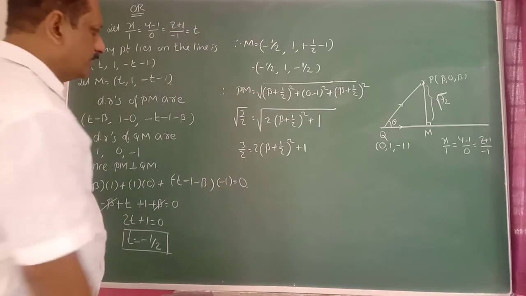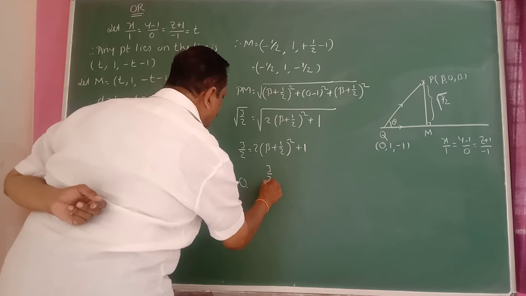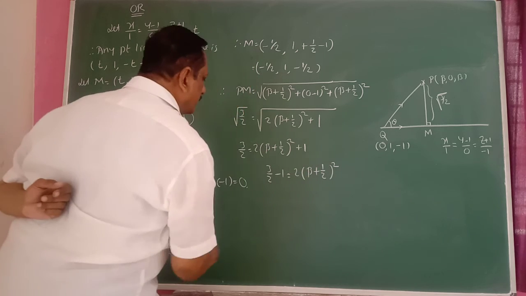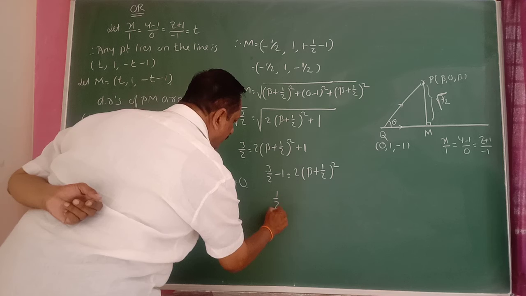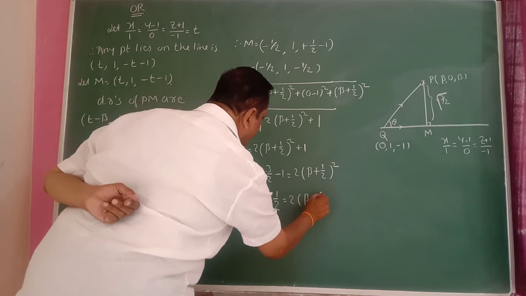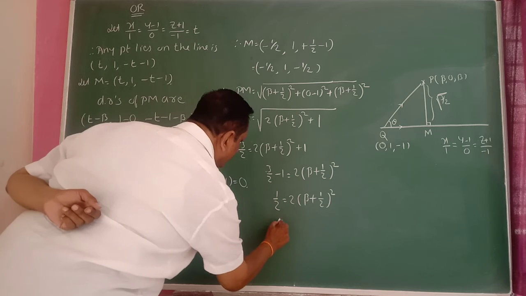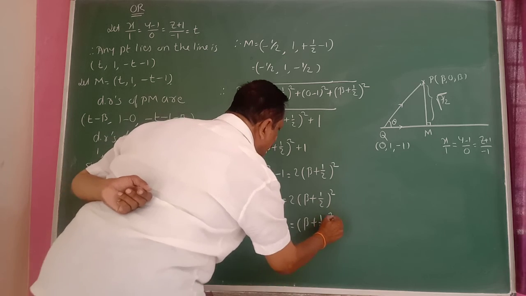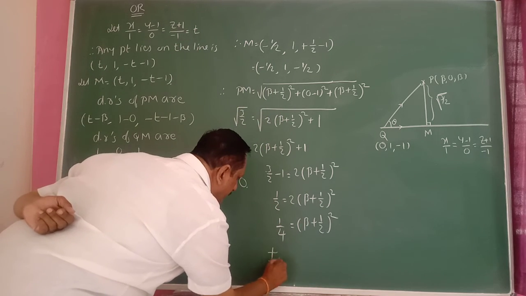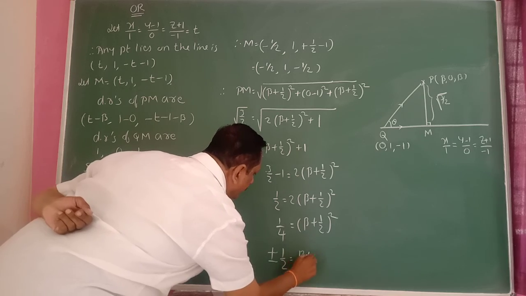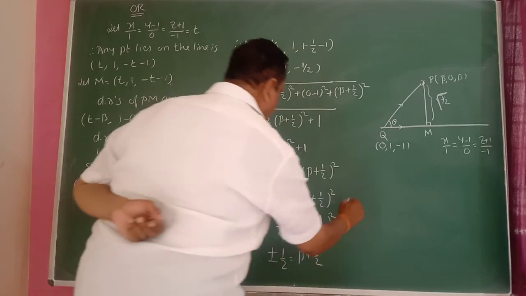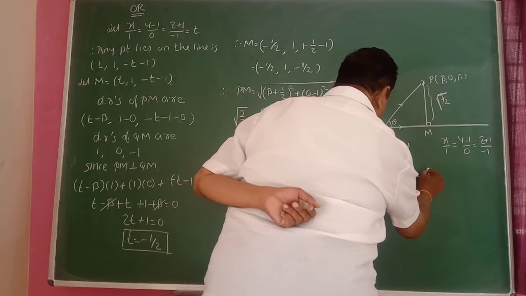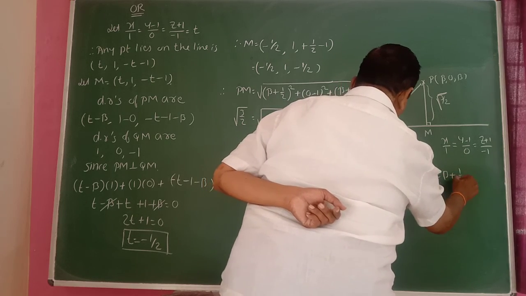Take 1 to this side. 3 by 2 minus 1 is equal to 2 into (beta plus 1 by 2) square. 3 minus 2 is 1, so 1 by 2 is equal to 2 into (beta plus 1 by 2) square. Cross multiplying, it gives 1 by 4 is equal to (beta plus 1 by 2) square. Taking the square root, plus or minus 1 by 2 is equal to beta plus 1 by 2.